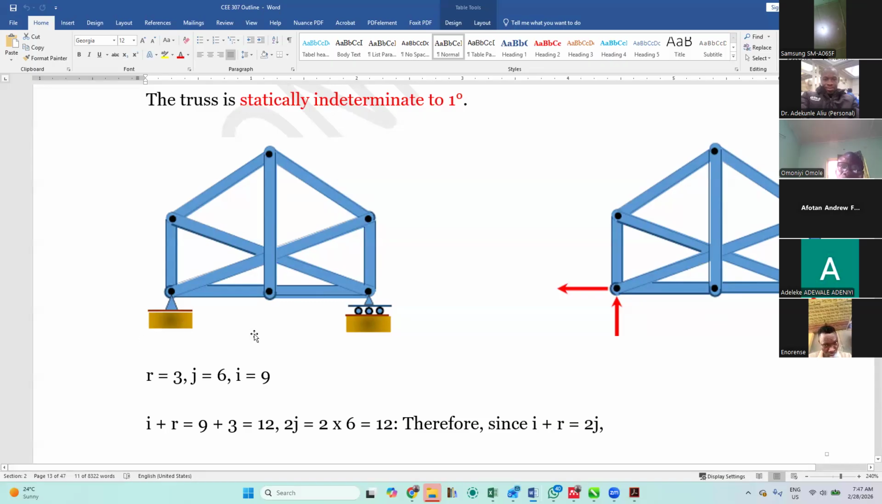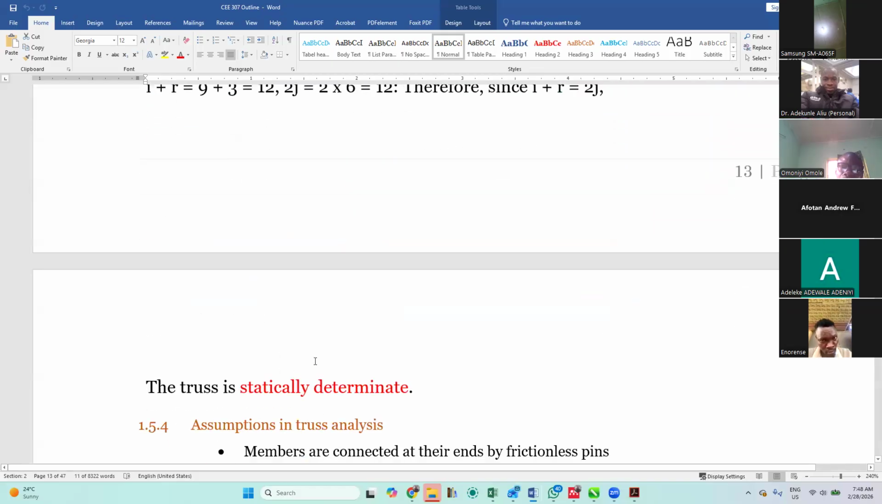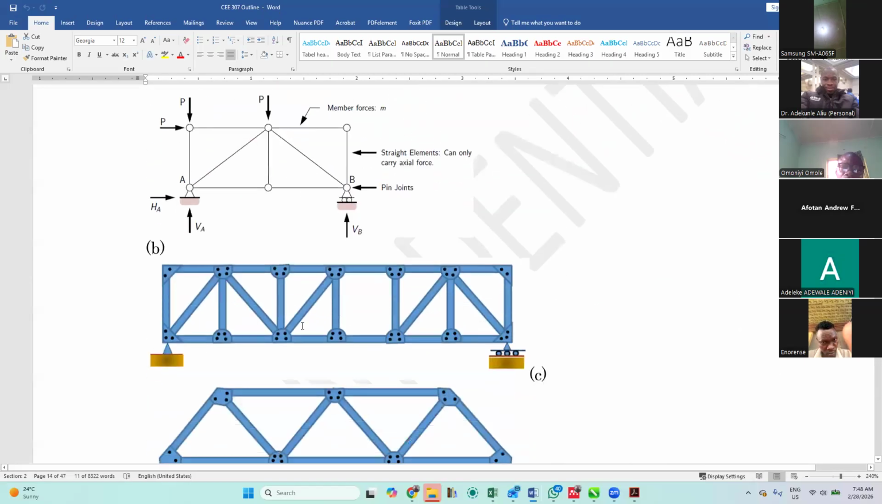But reactions, we have 2 here, we have 1 here. That's why we have 3. But the number of joints, that's 1, 2, 3, 4, 5, 6. Number of joints is 6. So it's very simple but tricky if you don't look at it very well.